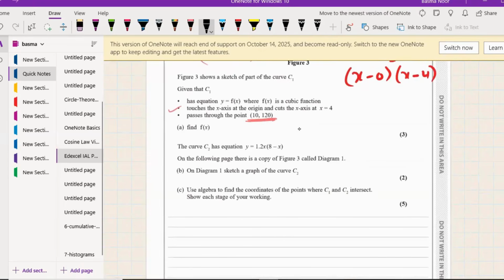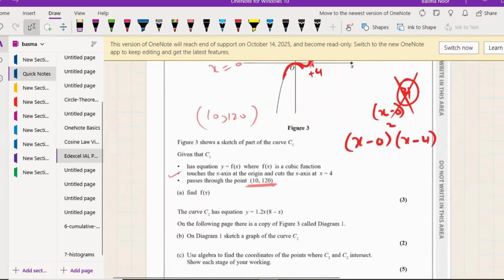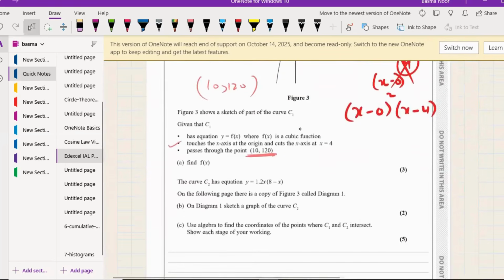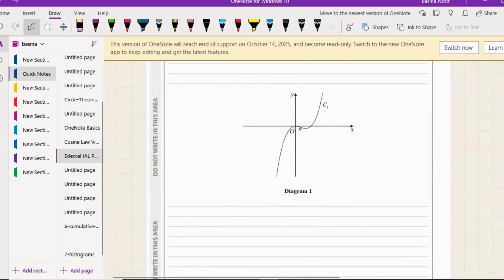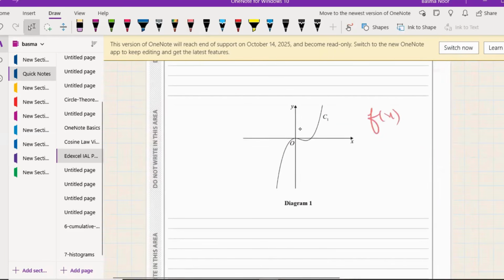Okay, part B. The curve C2 has equation y equals 1.2x times 8 minus x. Now this is another curve C2 whose equation is y equals 1.2x times 8 minus x. On the following page there is a copy of the figure 3 diagram called diagram 1. On diagram 1 sketch the curve of C2. So here our f of x is already plotted for curve 1. Now we have to plot the C2 function on it. Okay, let's see how C2 looks. So this is part B.